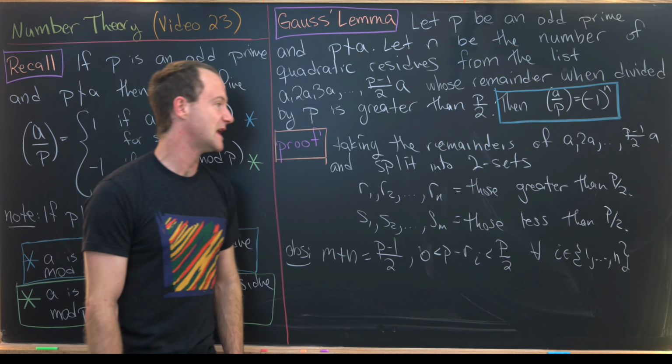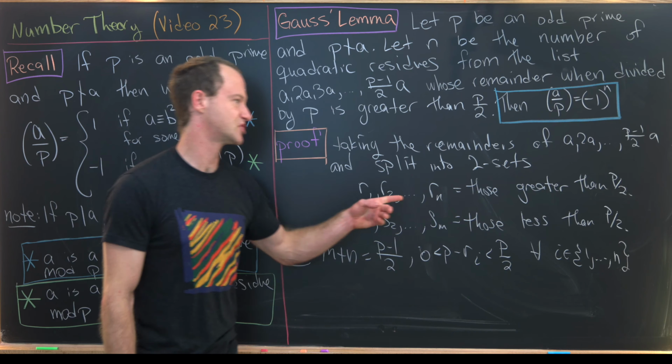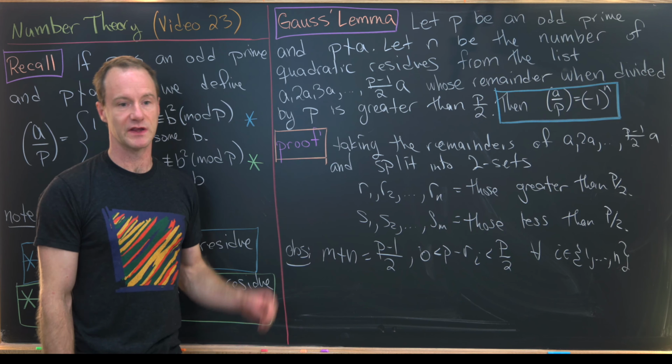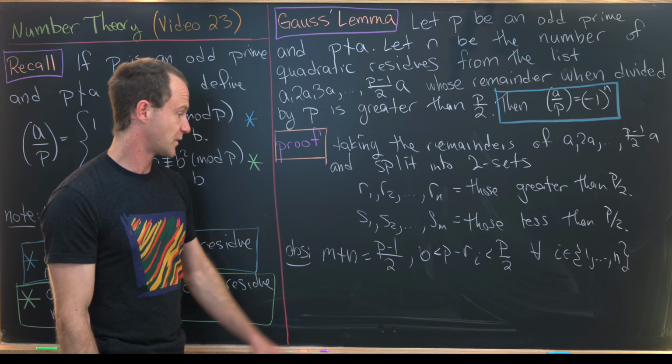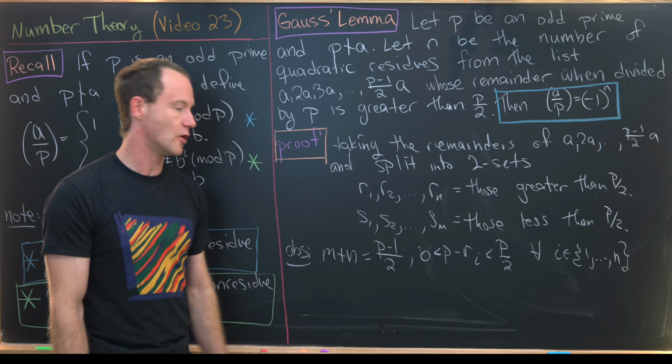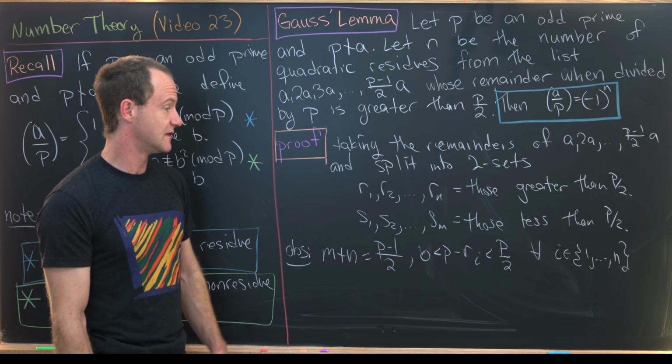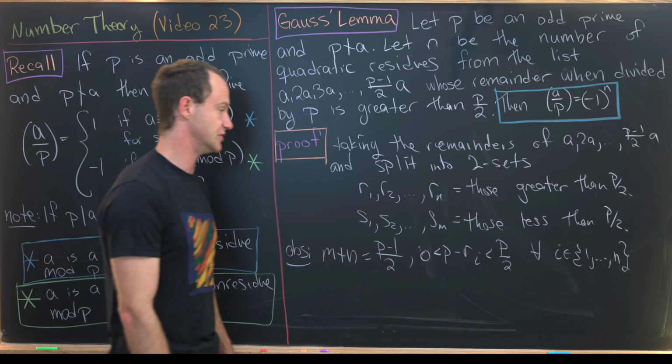They're less than p over 2 because we're subtracting things off that are greater than p over 2. So that's how we get that inequality here. Now let's see where we are. We have a list of (p minus 1) over 2 elements that are all less than p over 2.